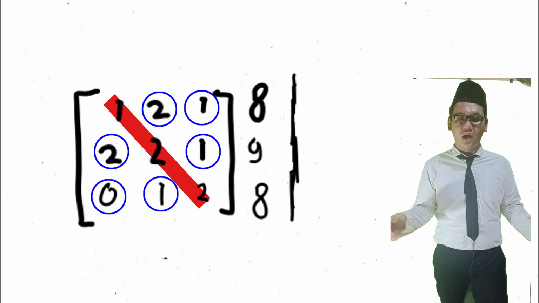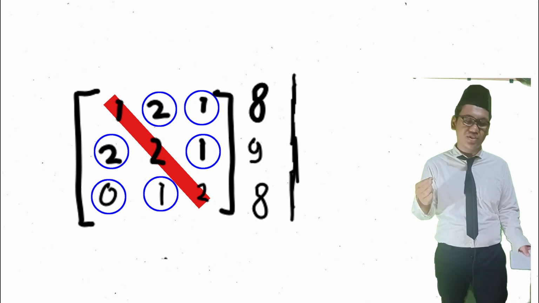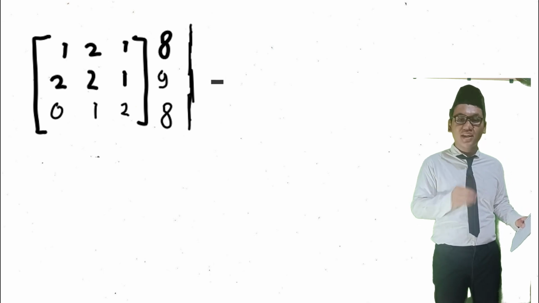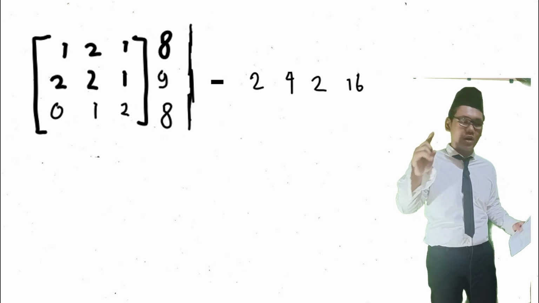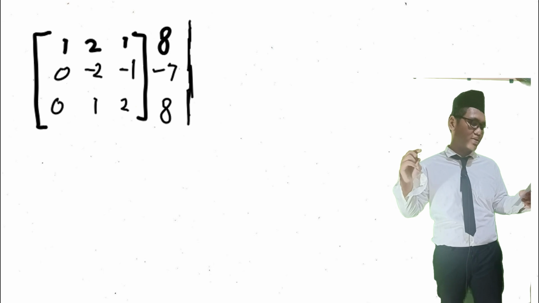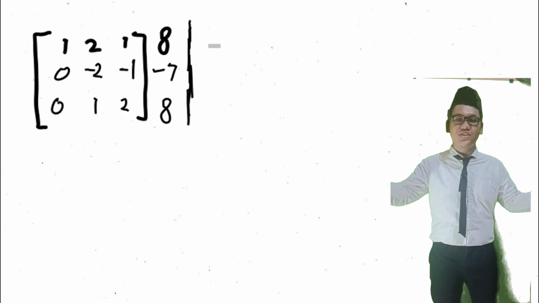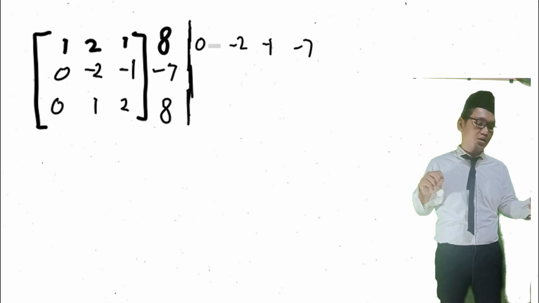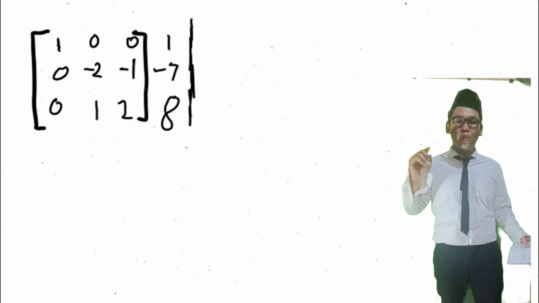How do we do that? We could use simple elimination, multiplication, division, and addition. The first thing that I do to change the values is to subtract the second row with 2 times the value of the first row. So the second row becomes 0, minus 2, minus 1, and minus 7. The second thing I do is to subtract the first row with the new value of the second row. So the first row becomes 1, 0, 0, 1.